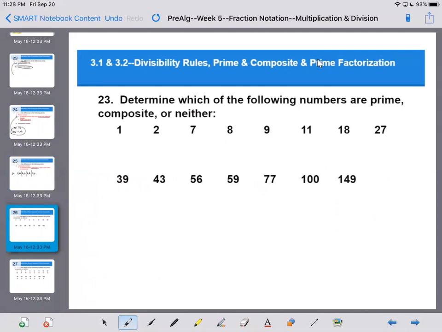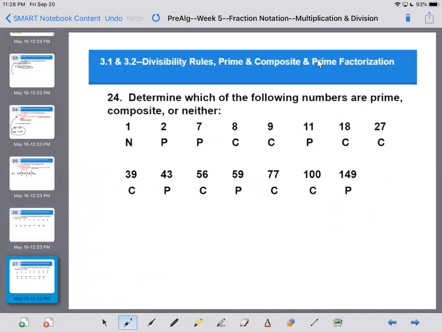You can look at all of these. You can look at these numbers and determine which are prime. And what we'll see is 1 is neither prime nor composite, so it's kind of a special one. It's not prime and it's not composite.